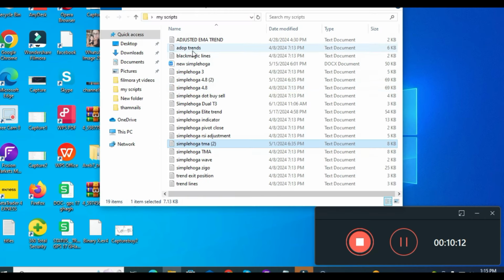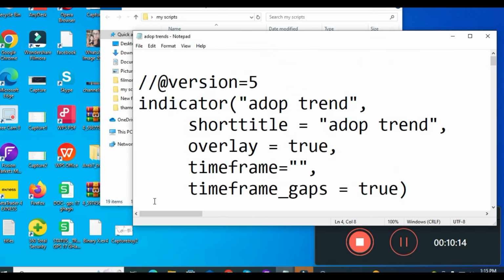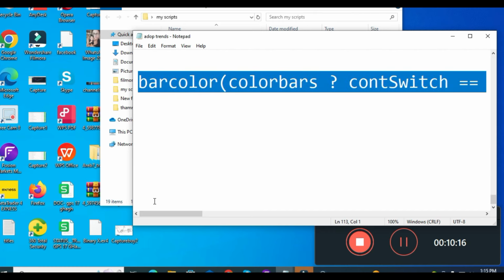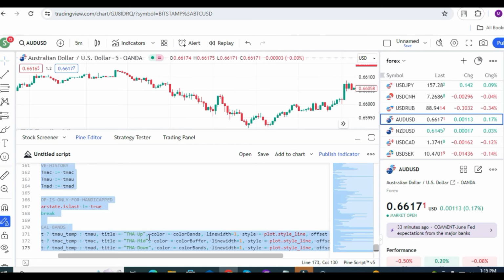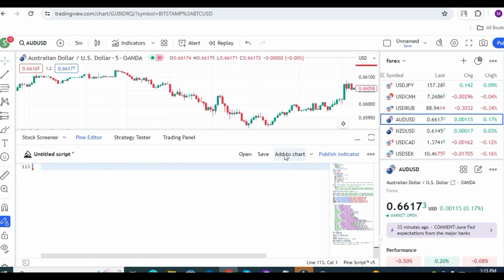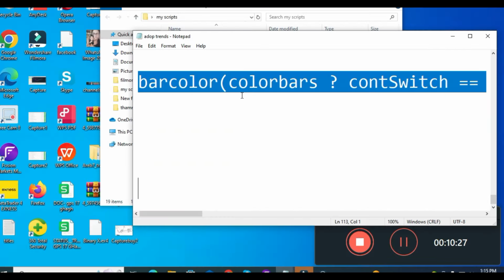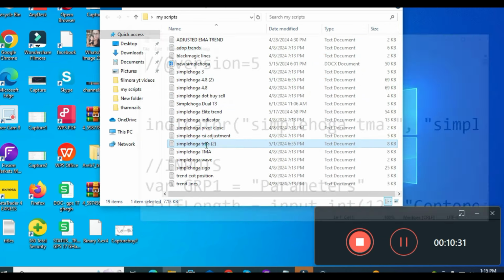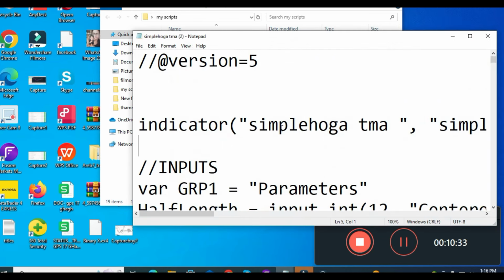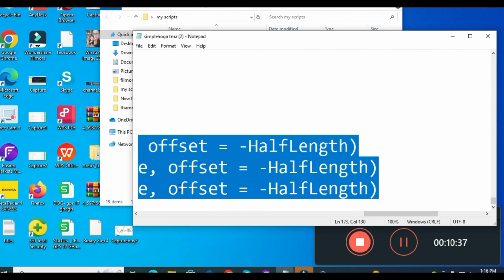Here we need to add this indicator. Copy the code, Control A, Control C, and then go to your Pine Editor. Click on Pine Editor. Here you need to paste your code, Control A, Control V, and then after clicking on add to chart, we need to add another one. You need to use this one. Open this one, Simple Hoga TMA2. Control A, Control C, and copy the code, then go again.